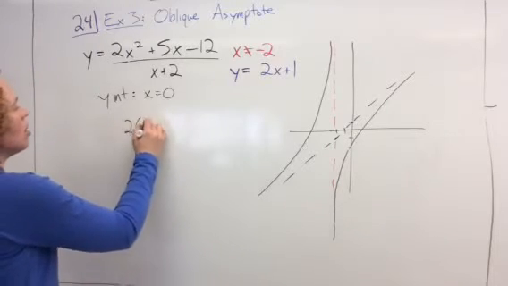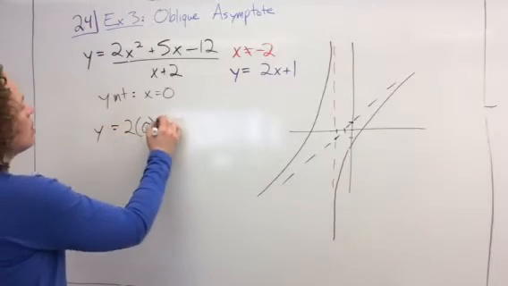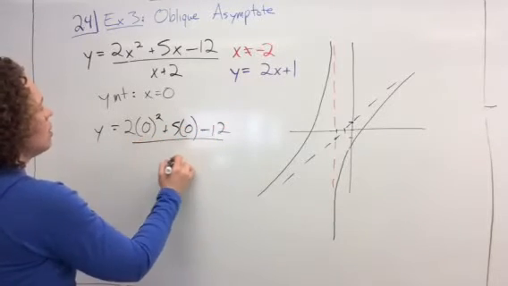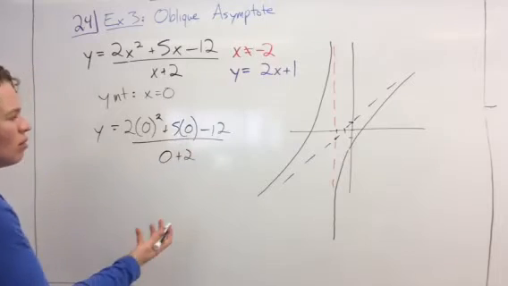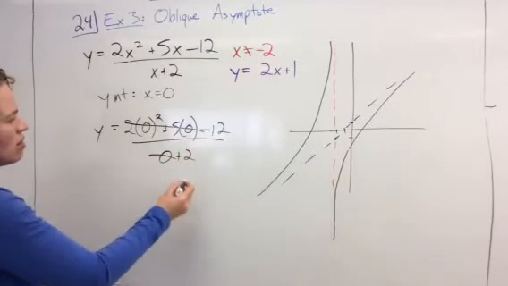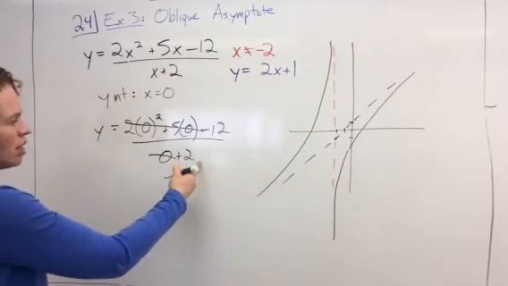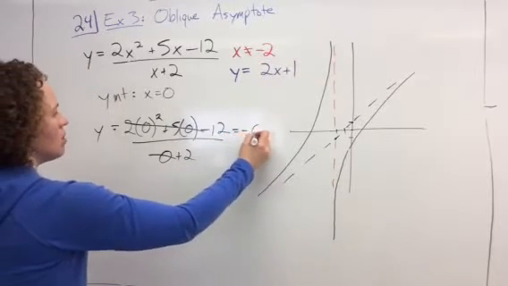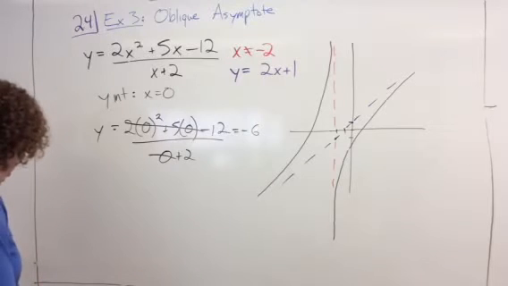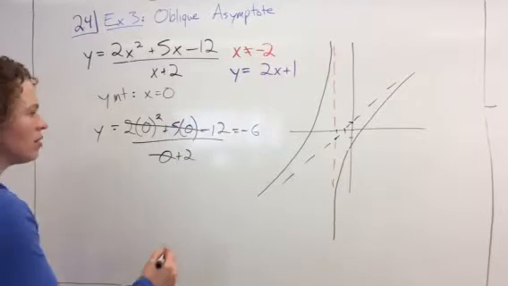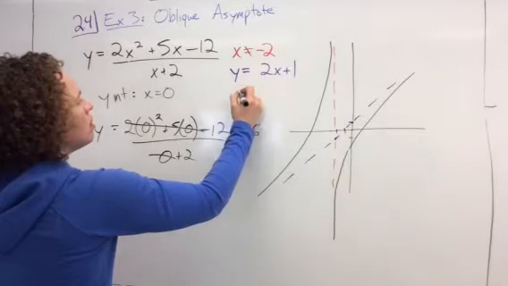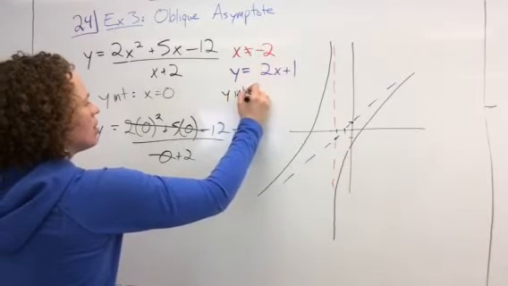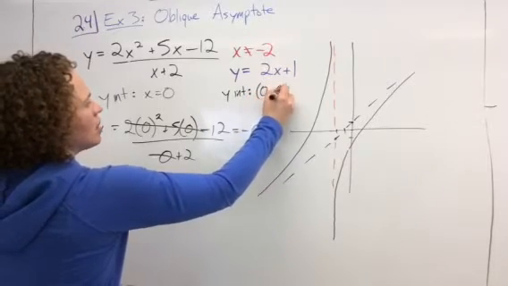So 2 times 0 squared plus 5 times 0 minus 12 all over 0 plus 2. Well, you can see that all of this is just 0. So what we're left with is negative 12 over 2. So it's going to end up being negative 6. That means that we've got a y-intercept at 0 and negative 6.